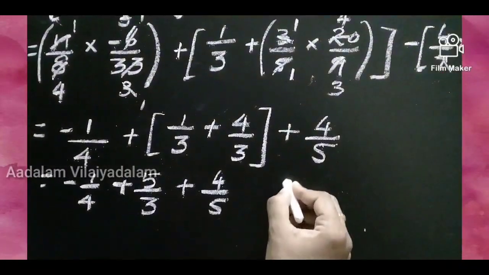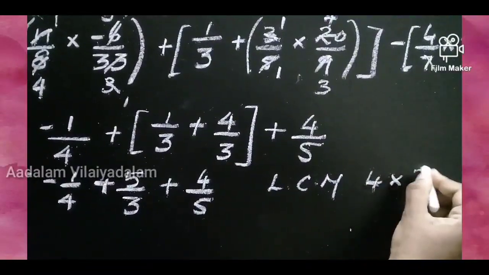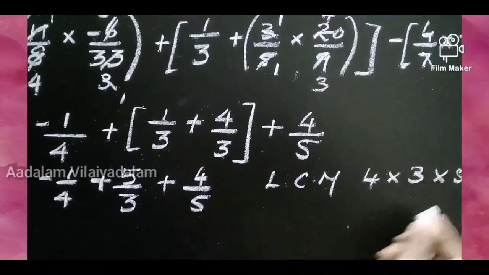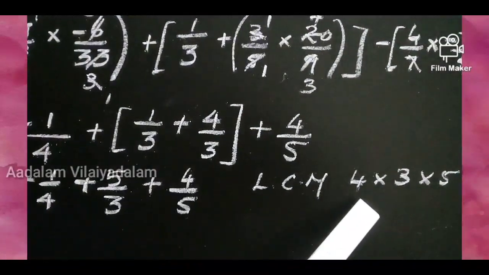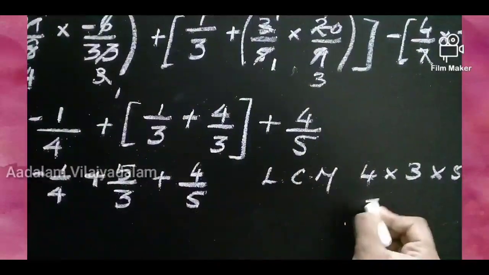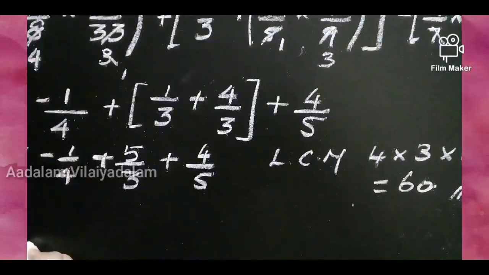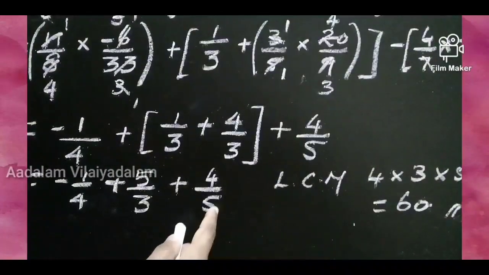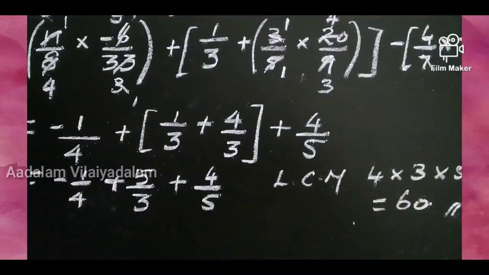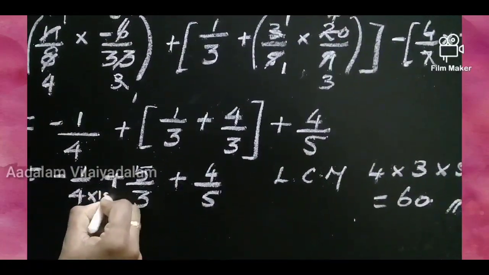We take the LCM of 4, 3 and 5. So what is the answer? They are different terms, so just multiply. 4 threes are 12, 12 fives are 60. Here 60 is the common denominator. In the 4 table, how many times does 4 go into 60? 15 times only, 4 fifteens are 60.